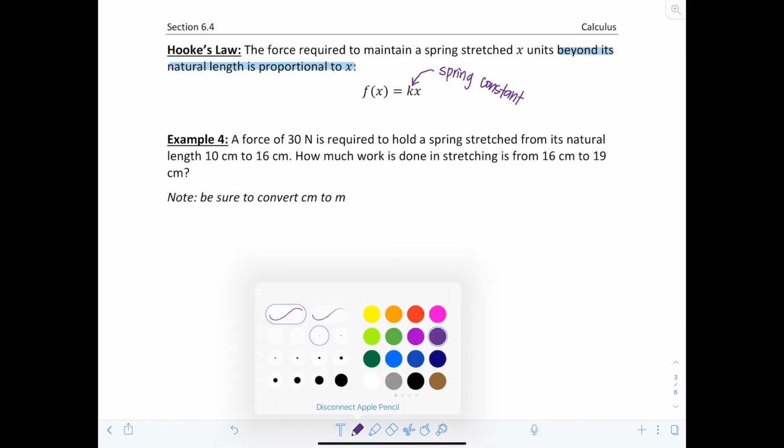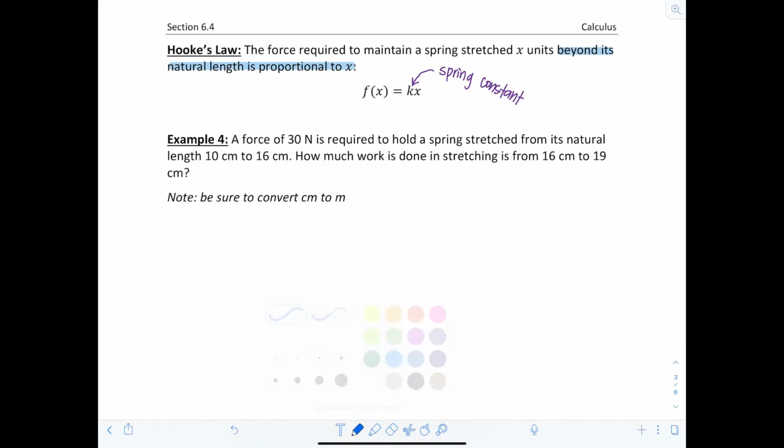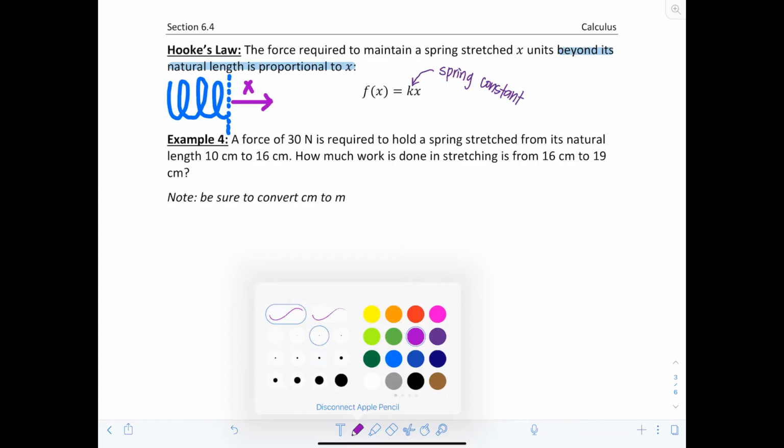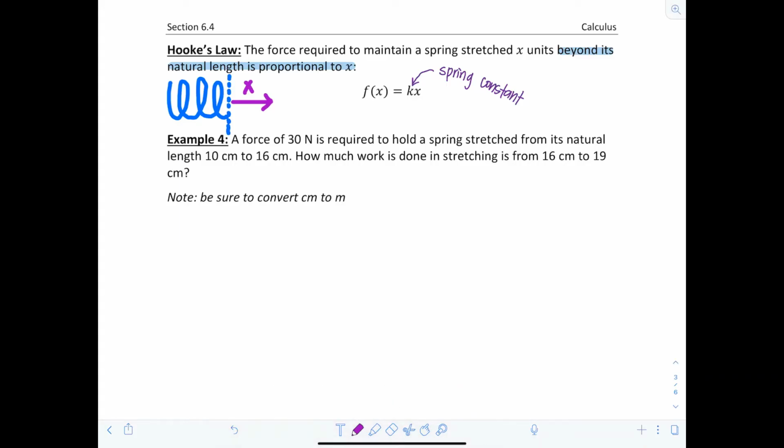So the idea is, say you have some spring, and maybe this is its natural length, okay? Hooke's law tells us that the amount of force required to stretch it beyond its natural length is proportional to how far you're stretching it. Okay, so let's see what sort of applications we can solve with this problem.